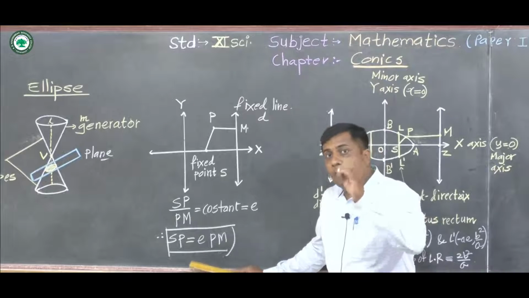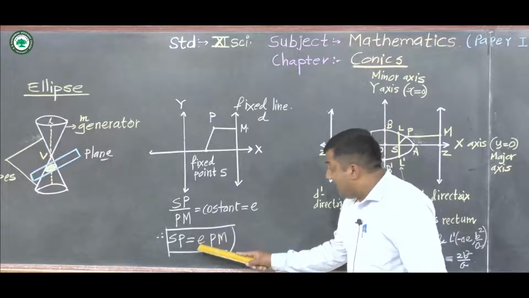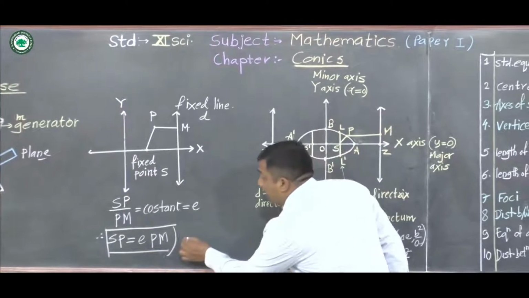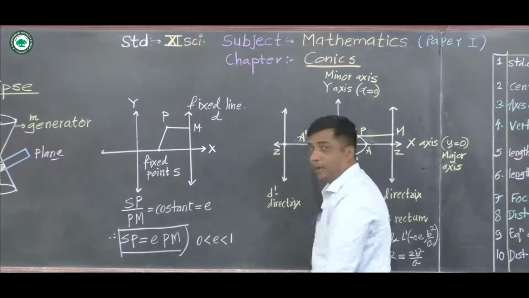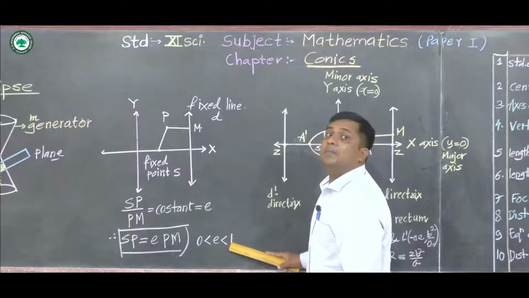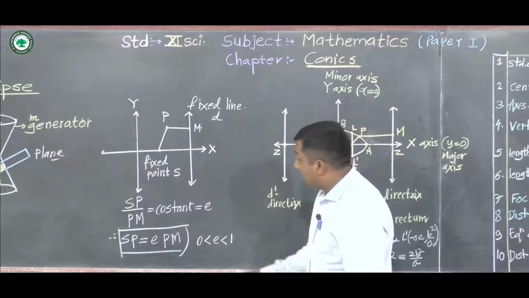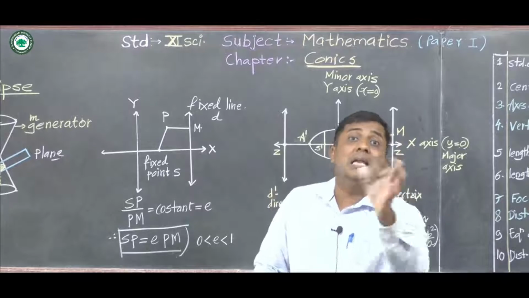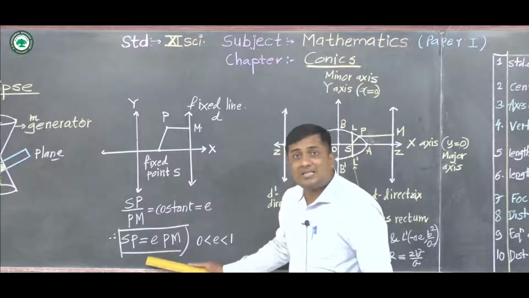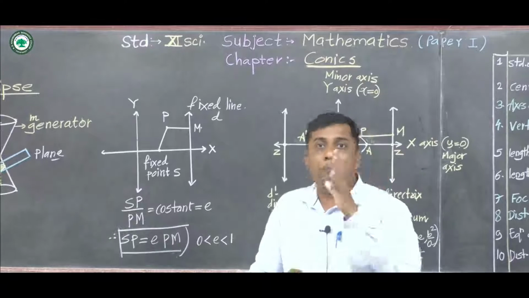To define the ellipse, this e is very important, that is, the nature of e is very important. If this e lies between 0 and 1, I repeat, if e lies between 0 and 1, that is, 0 is less than e is less than 1, then we define the ellipse. So this ratio or this property is very important and is called the focus directrix property.